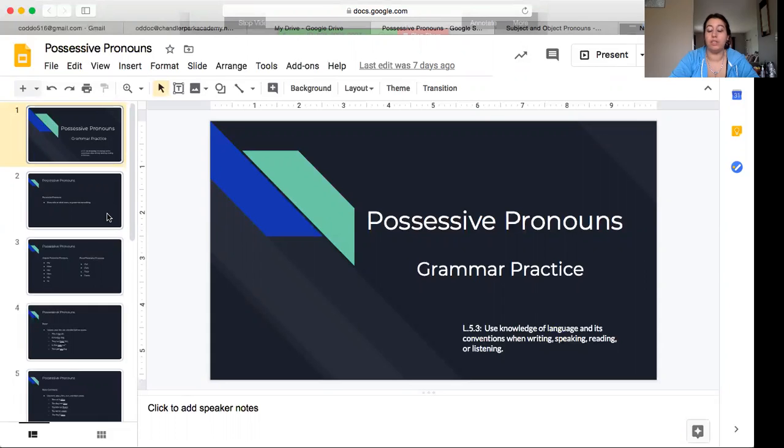Today's standard that we're focusing on is L.5.3, which says use knowledge of language and its conventions when writing, speaking, reading, or listening. So of course we're doing grammar practice again. Today we are focusing on possessive pronouns.